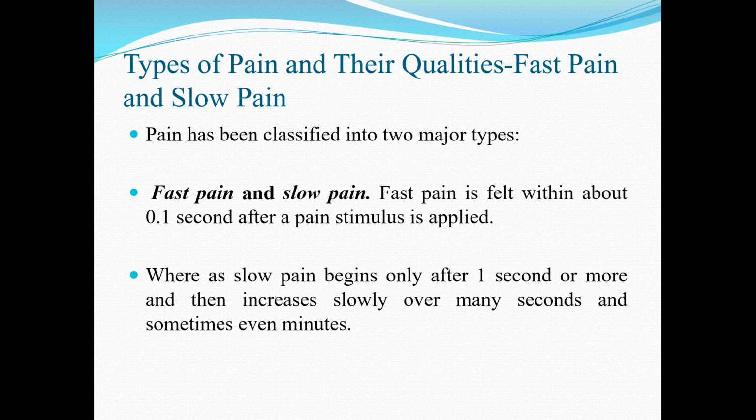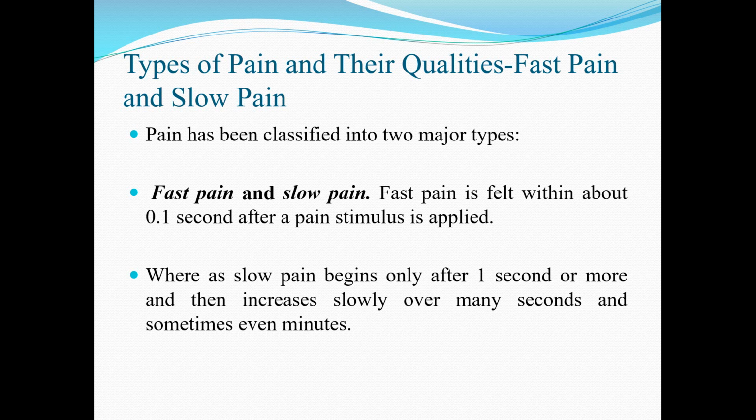Now, let's talk about the different types of pain and their qualities. We have fast pain fibers and slow pain fibers, and they are classified into two major types, the fast and the slow ones. The fast pain is felt within about 0.1 second after a pain stimulus is applied. It is called fast because it is felt fast, whereas the slow ones begin only after 1 second or more.